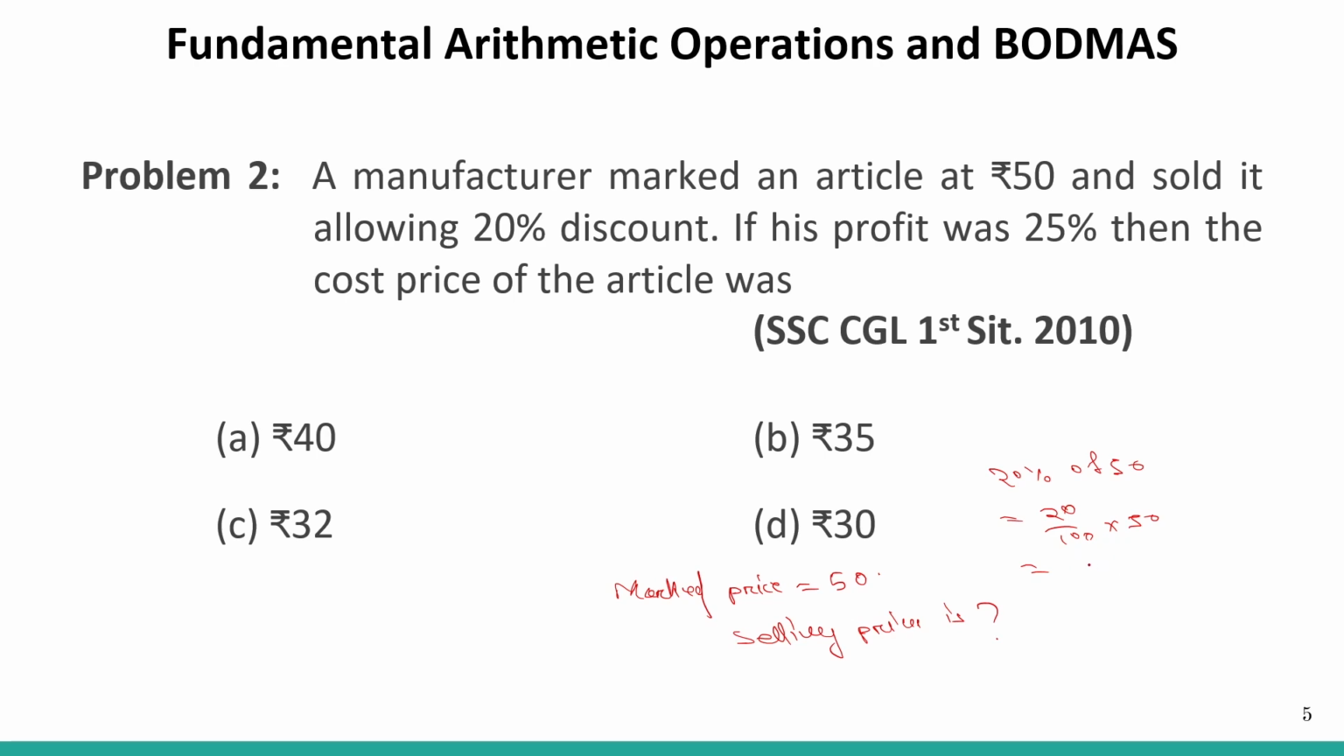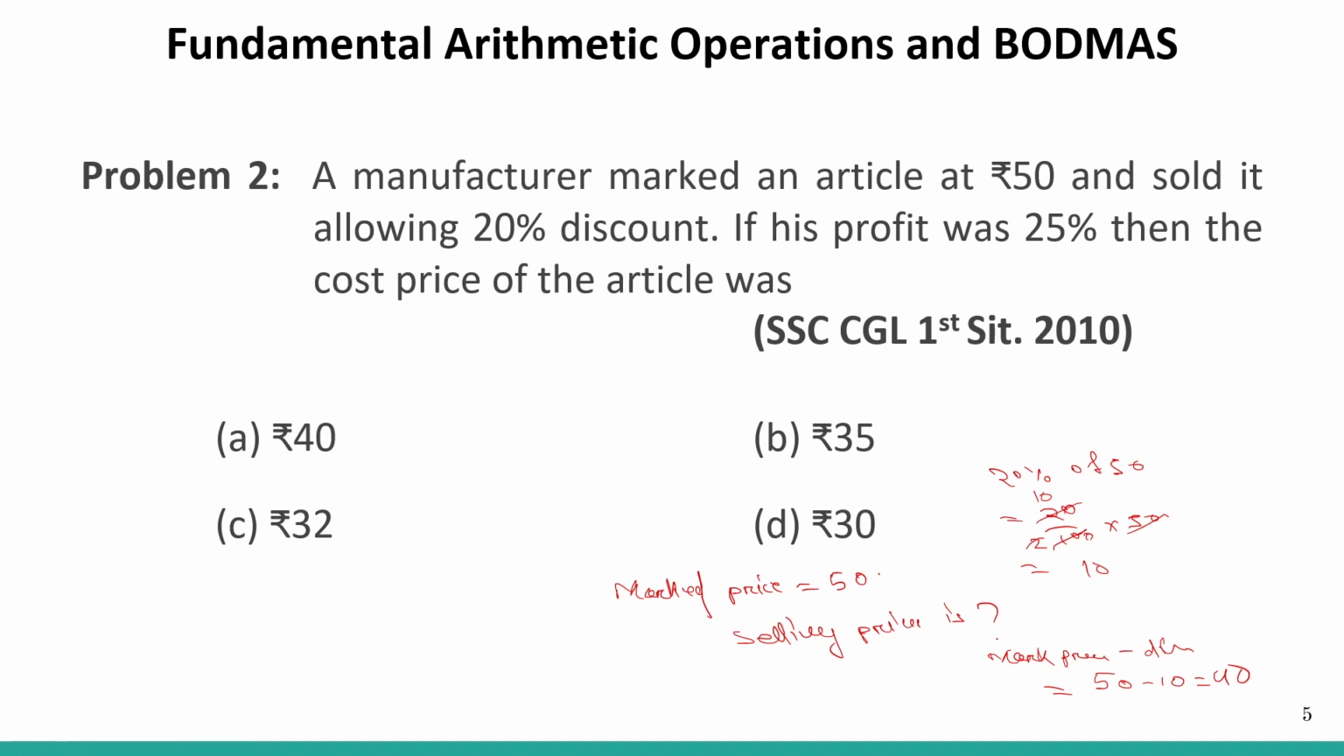Not 40, it will be 10. 50 into 2 is equal to 100, and 2 into 10 is equal to 20. So 10 rupees is 20% of 50. So the selling price is equal to marked price minus discount, that is 50 minus 10 is equal to 40. So 40 is the selling price.